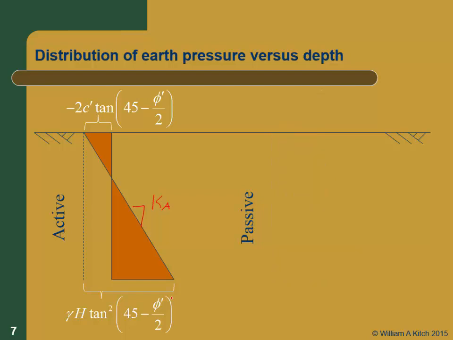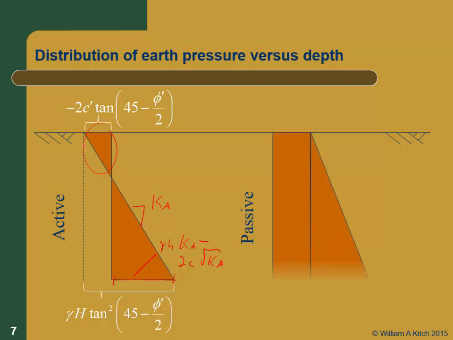Or this amount right here is going to be gamma H Ka minus 2c square root of Ka. That's going to be this distance from here to here. So theoretically, in the active earth pressure, I've got negative earth pressures for some distance from the ground surface when I have cohesion.